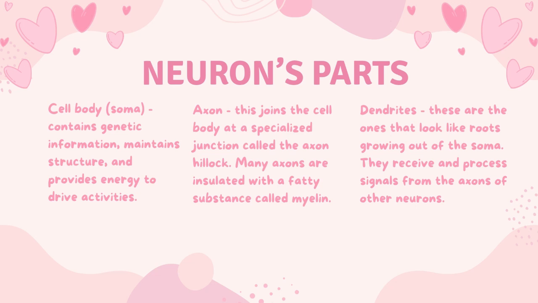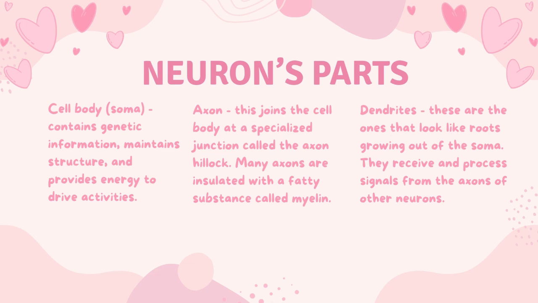Axon. This joins the cell body at a specialized junction called the axon hillock. Many axons are insulated with a fatty substance called myelin. Myelin helps axons to conduct an electrical signal. So axons are like a long wire and the myelin wraps around them, speeding up the electrical signal as it jumps from one node of Ranvier to the next. This jumping is called saltatory conduction.